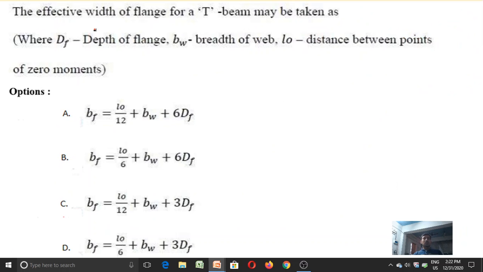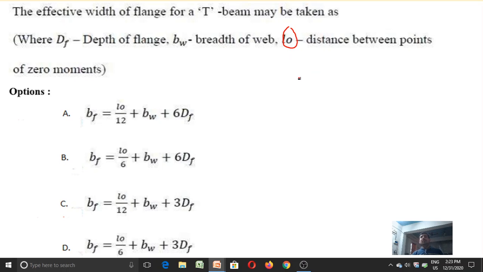Let me discuss one more question here. The effective width of the flange for a T-beam may be taken as, where Df is the depth of the flange, Bw is the width of the web, and L0 is the distance between points of zero moments. We can call it the effective length.